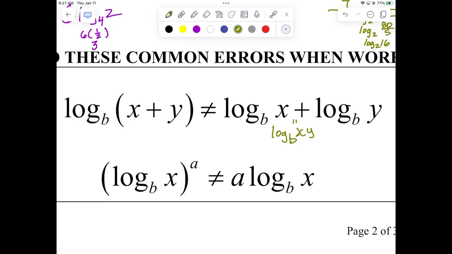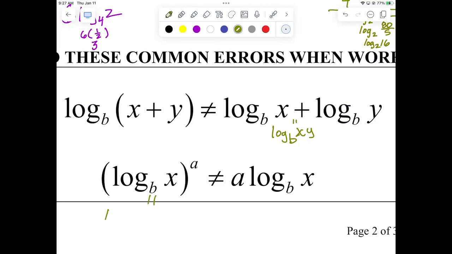That's not how it works. Very good. That a is an exponent on the entire log, not just on the x that's the argument. Okay? That bring it out front rule, the b rule, only works when that power is on the argument.